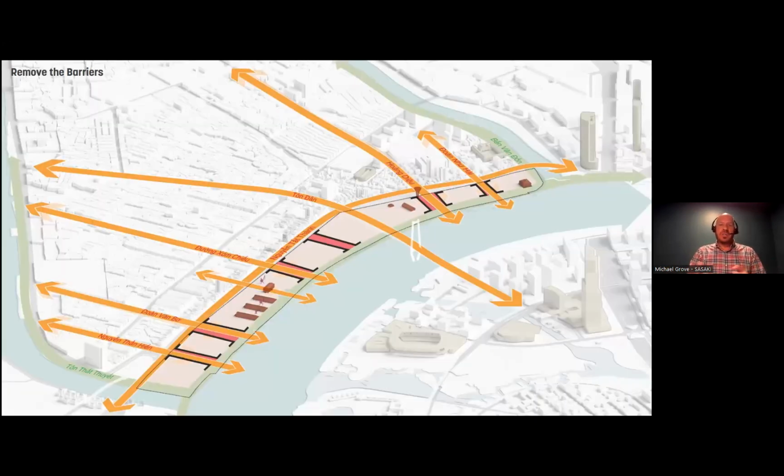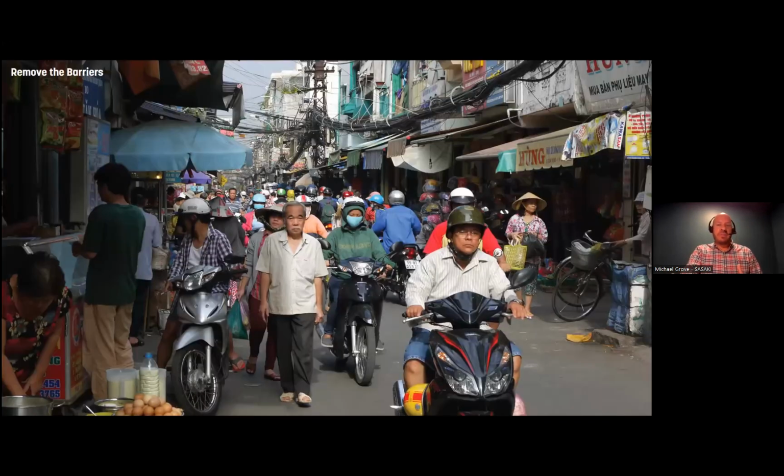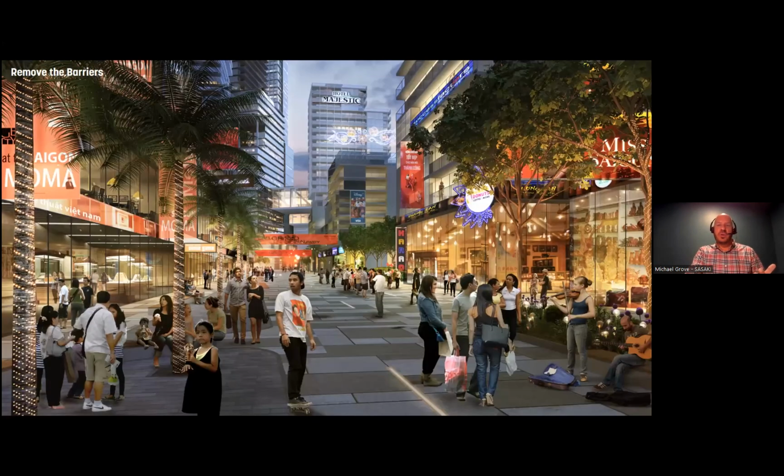The first principle was to remove the barriers, both physical, visual, and perceptual, between the existing neighborhood and the river. Many of the people we spoke with were concerned about losing their cultural identity and wanted to protect the dynamism and vitality of the neighborhood. So we worked with them to imagine what upgraded streets reaching into the waterfront might look like.